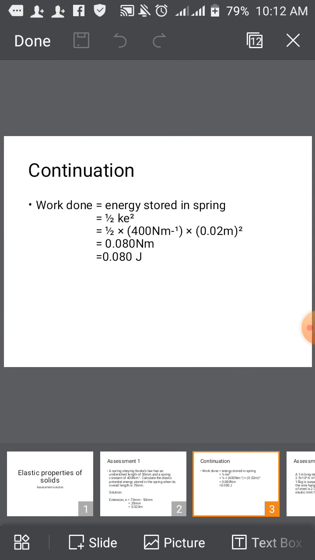Work done is equal to energy stored in the spring, which is also equal to half multiplied by spring constant multiplied by extension squared. Now, when we substitute the values for spring constant and extension and evaluate, we are going to have 0.08 Newton meter, which is also equal to 0.08 joule.